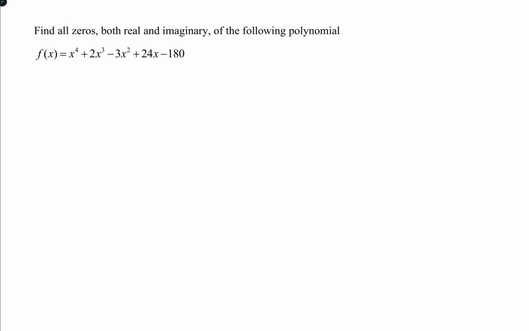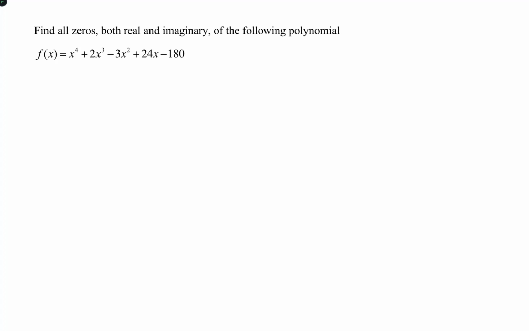Find all zeros, both real and imaginary, of the following polynomial. Okay, so this polynomial, f of x equals x to the fourth plus 2x to the third minus 3x squared plus 24x minus 180, could have zeros at any point. In order to determine, or to at least get started, we need to get some initial rational zeros if possible.